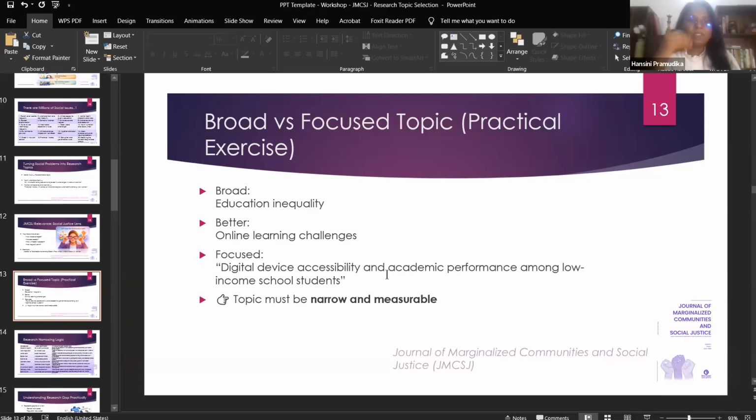But when you are focused on the title, it naturally gives the features of a good research title. Digital service accessibility and academic performance among low-income school students, right? Topic must be narrow and measurable, right?